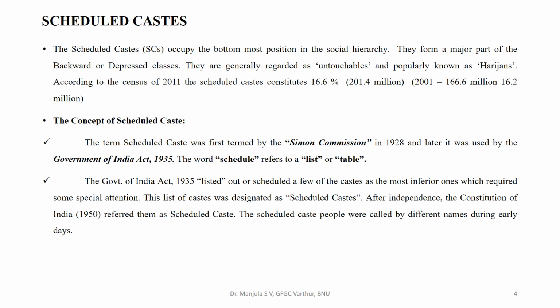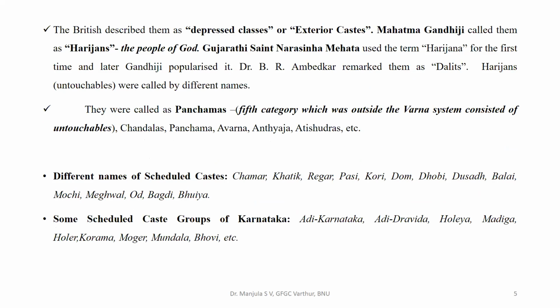This list of castes was titled as scheduled caste. After independence, the Constitution of India in 1950 referred to them as scheduled caste. The scheduled caste people were called by different names during earlier days. The British called them depressed classes or exterior castes. Mahatma Gandhiji called them Harijans. Harijan means the people of God.